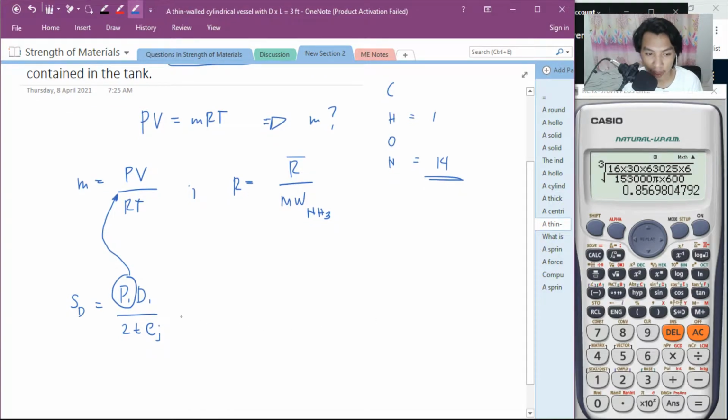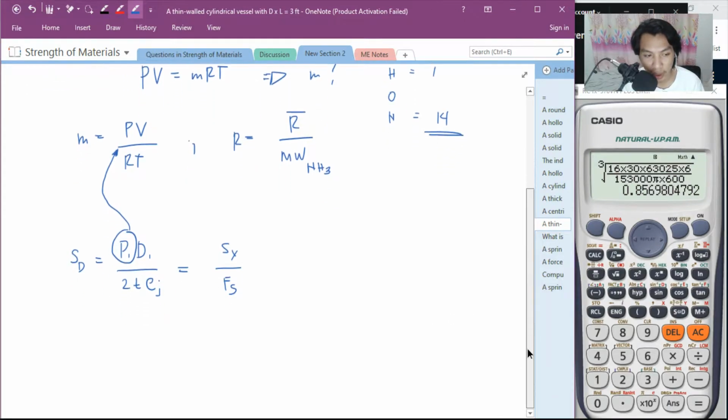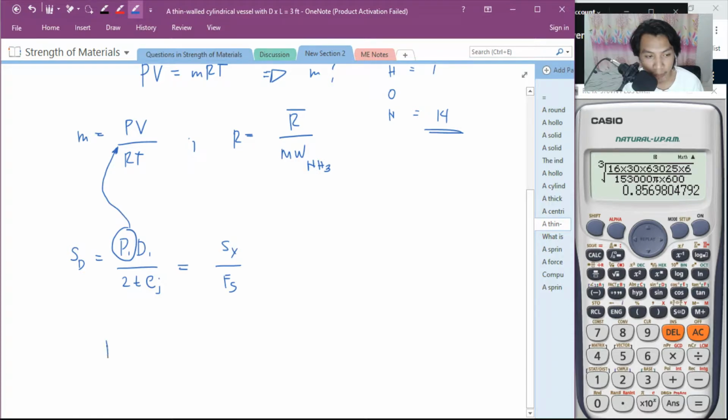Isn't this equal to yield stress over factor of safety? What we are looking for here is the P. Let's simplify. So, PI, the internal pressure or the pressure of the gas inside the cylinder, is equal to SY multiplied by 2 times T times the efficiency of the joint, divided by D times the factor of safety.